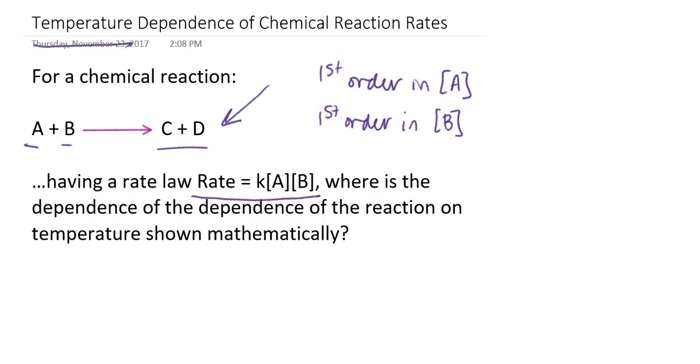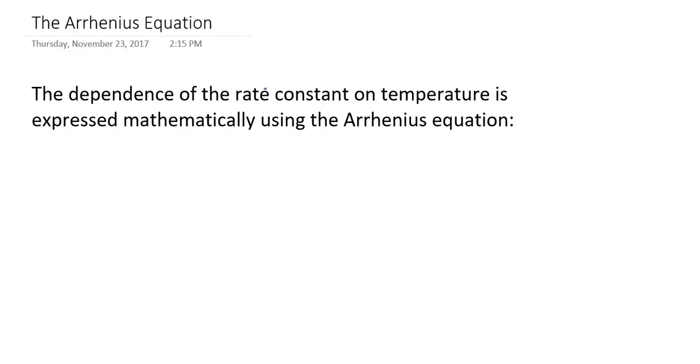Now, again, notice that there is no inclusion of a variable capital T, which would show a mathematical relationship with the temperature of the chemical system. The reason for that is that the temperature dependence is actually locked away within the rate constant. It's the rate constant that depends primarily on temperature. This temperature dependence of the rate constant is mathematically expressed using an equation called the Arrhenius equation.